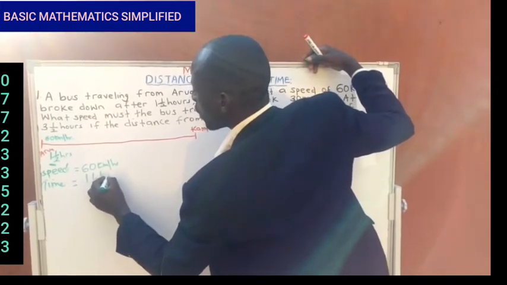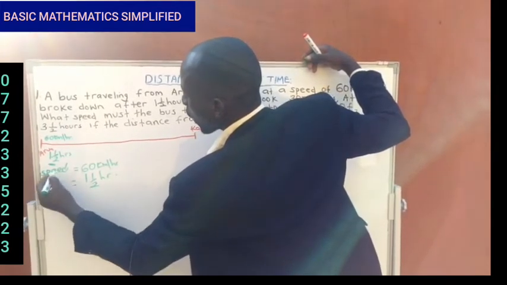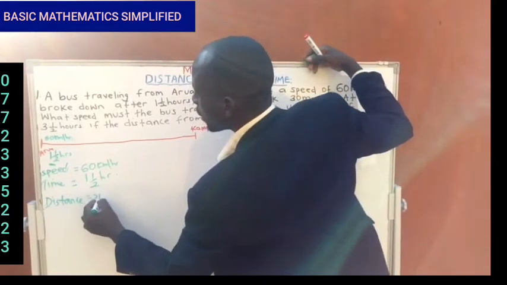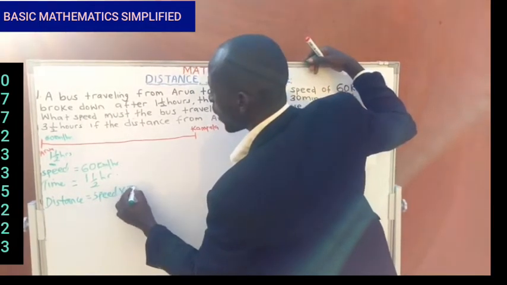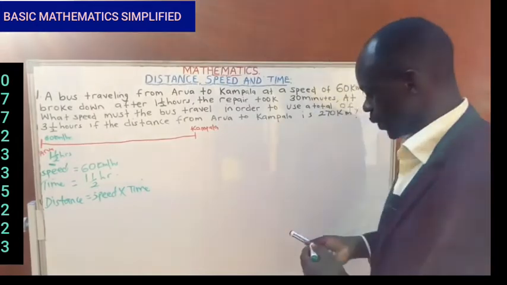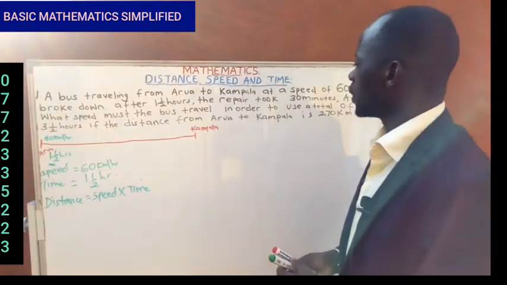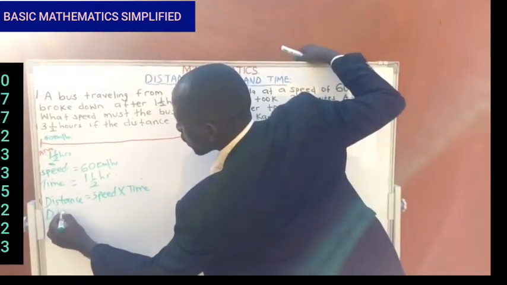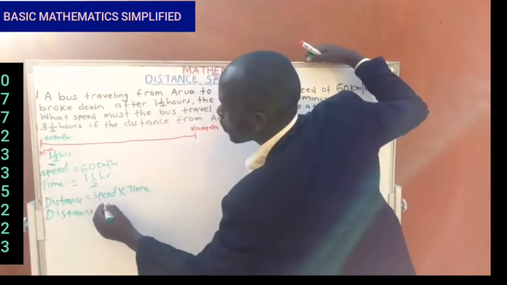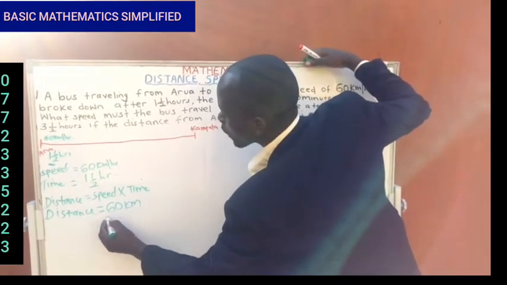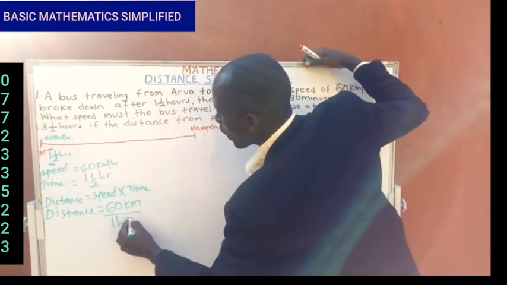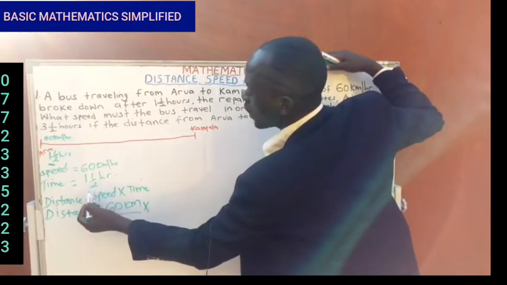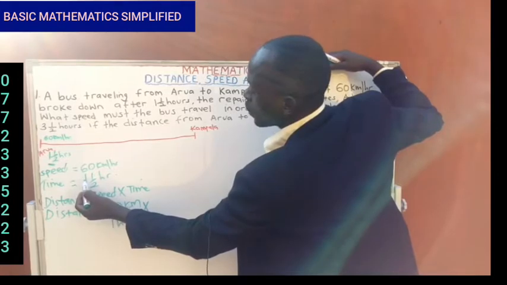Now, when we are calculating the distance, remember, last time we said distance is given by speed multiplied by time. So when you calculate the distance, we now have distance equals to our speed, 60 kilometers per hour. Per hour means divide by 1 hour, times 1.5. You change it into an improper fraction: 2 times 1 is 2, plus 1 is 3. That is 3 out of 2 hours.